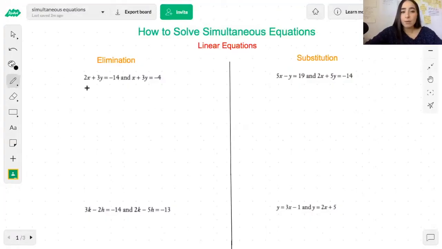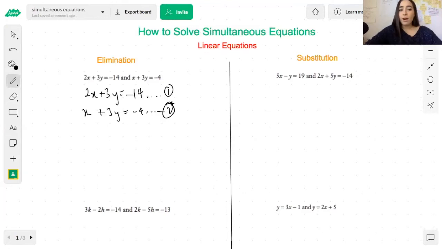Okay, so let's start off with this first equation over here. The first thing that I like to do is write the 2 equations on top of each other, in a vertical fashion. And I also like to label them, so equation 1 and equation 2.